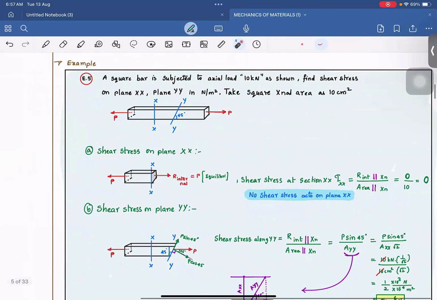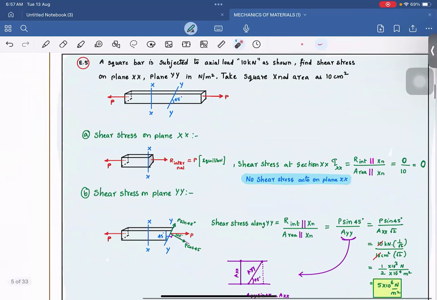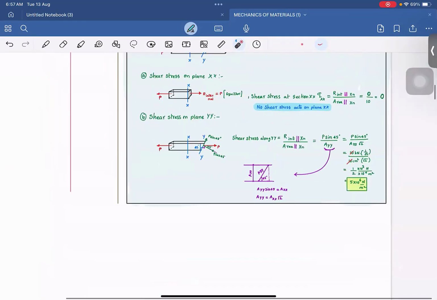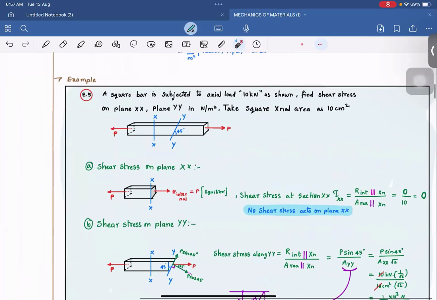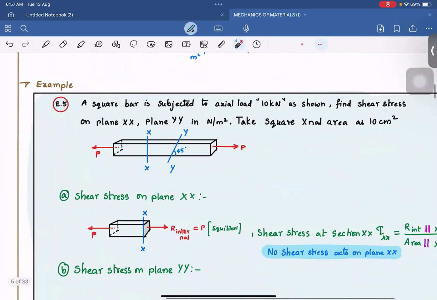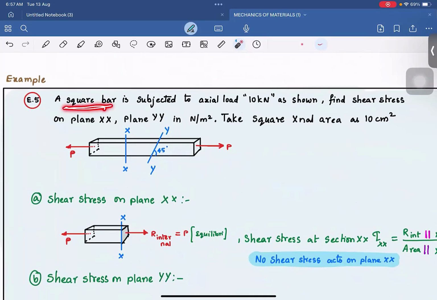And I have given an example here for shear stress. Let's end this session with this example, and we can meet tomorrow. A square bar, which means its cross section is square in shape, is subjected to an axial load along the axis, that's why it's called axial load, of 10 kilonewtons. Find the shear stress on the plane XX and on the plane YY in newton per meter square. Take the square cross-sectional area as 10 square meter.